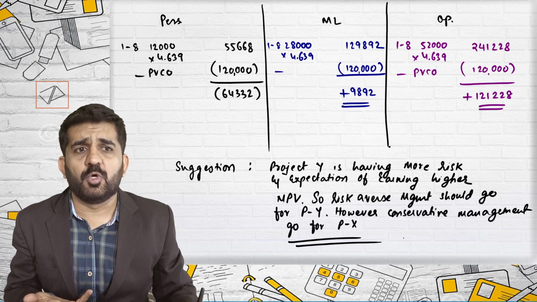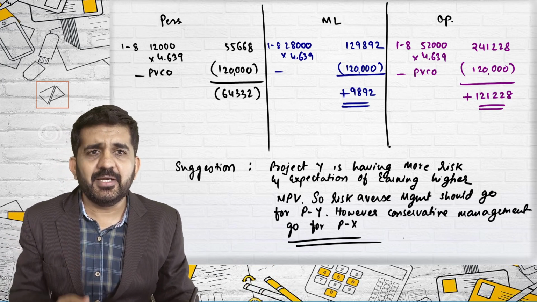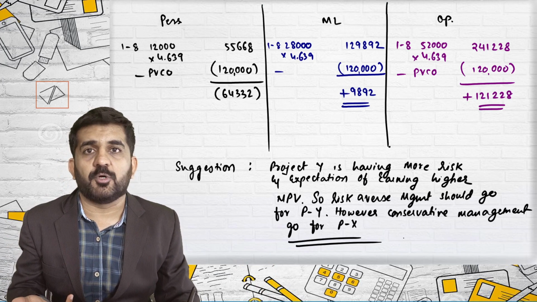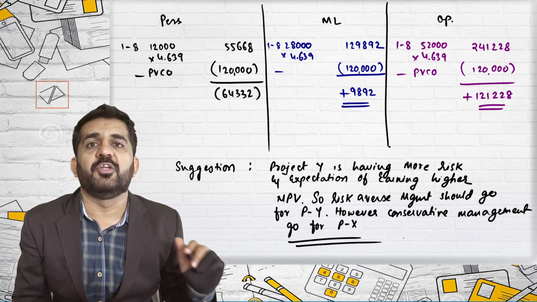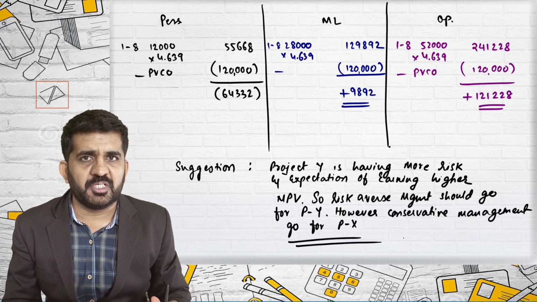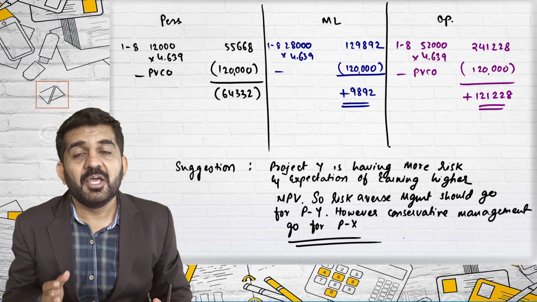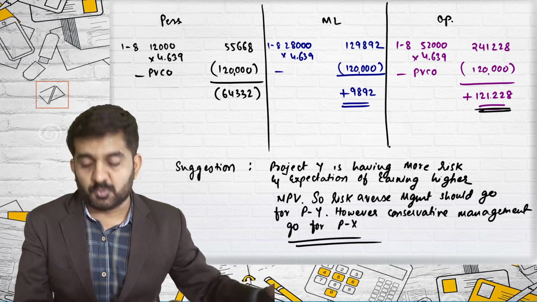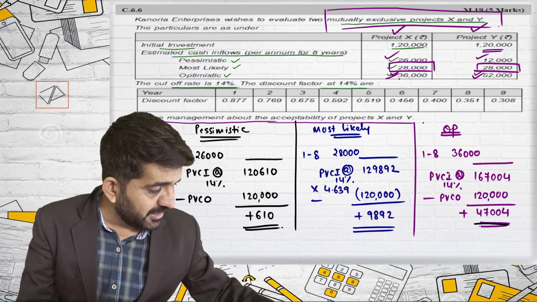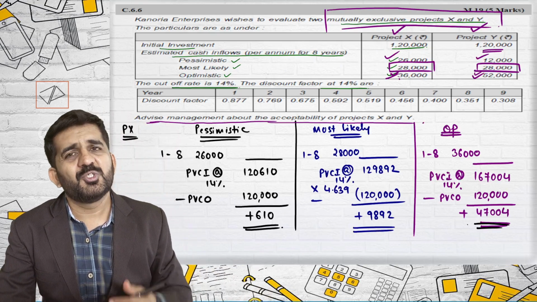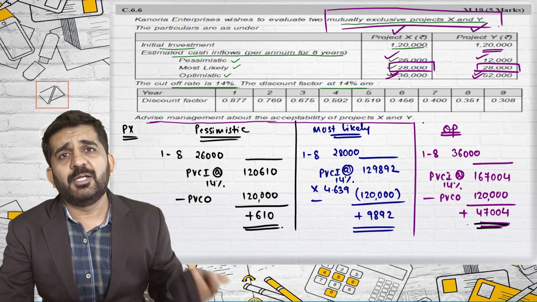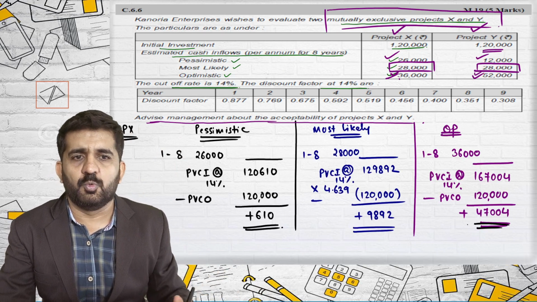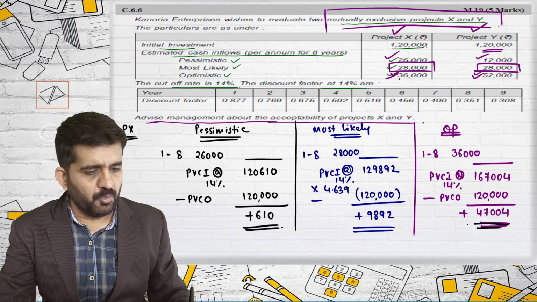You can write down in your own language, but it should make sense, right? You just found out that project Y is more risky. Just include in your suggestion that project Y is more risky, X is less risky. But when you take more risk, there will be an expectation to get higher NPV, which is 1,21,000. Here the highest NPV is 47,000. So higher the risk, higher the reward. Tell your management, if you want to take the risk, you may go for Y. Otherwise, you may go for X.